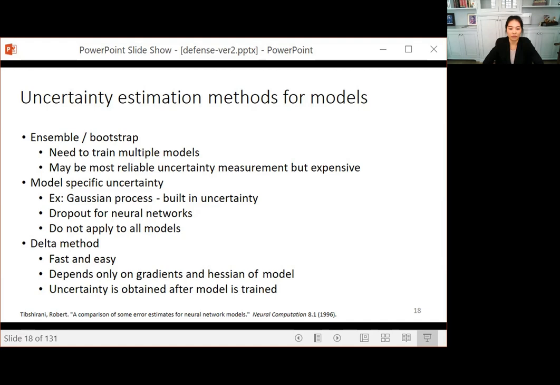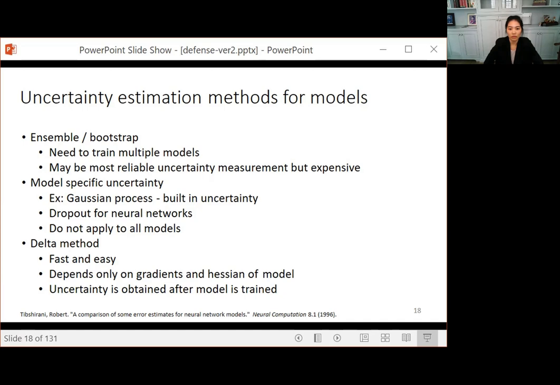And then another method is to use something like a Gaussian process, and this gives a built-in uncertainty, and people have also used dropout for neural networks. And in this case, you are limited to a specific model form. And also Gaussian process doesn't scale well with the number of training data.